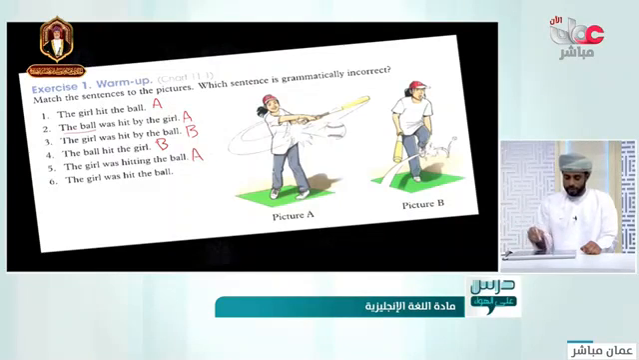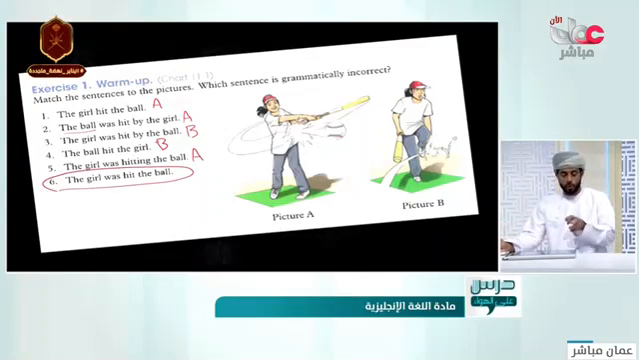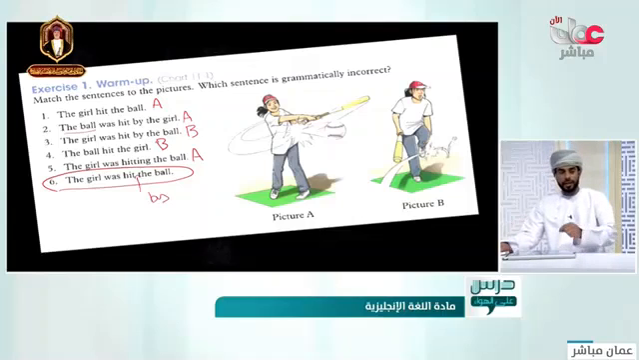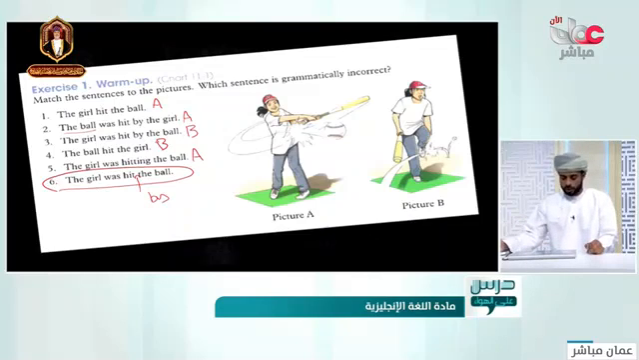Okay, what about the last one? The girl was hit the ball. This one is the incorrect one. There's something wrong with that. There's something missing, which is the word by. The girl was hit by the ball, yeah. But this one is ungrammatical, or it is grammatically incorrect.